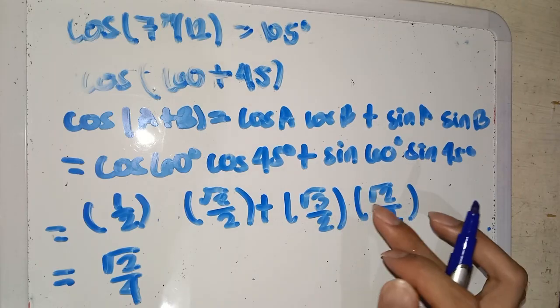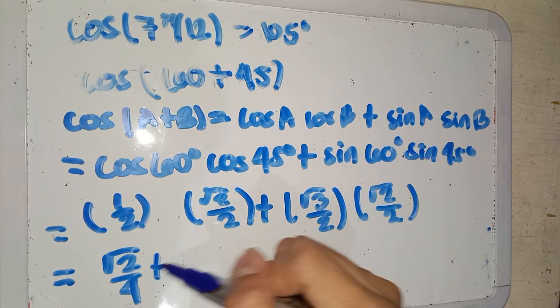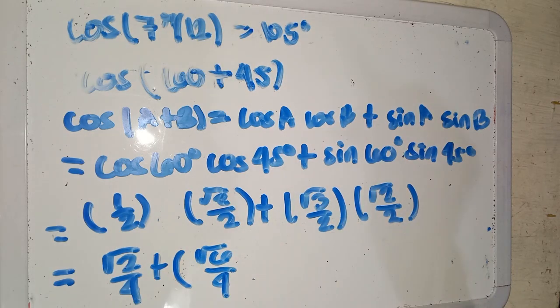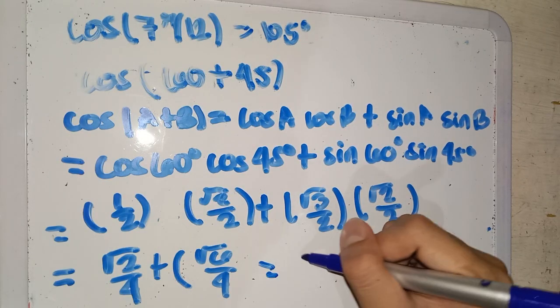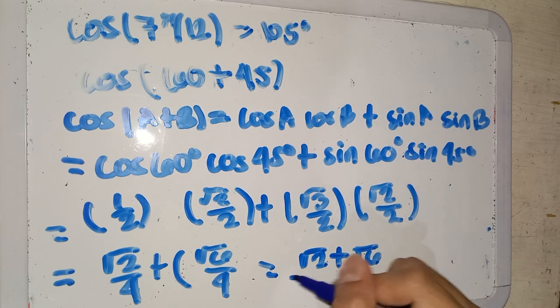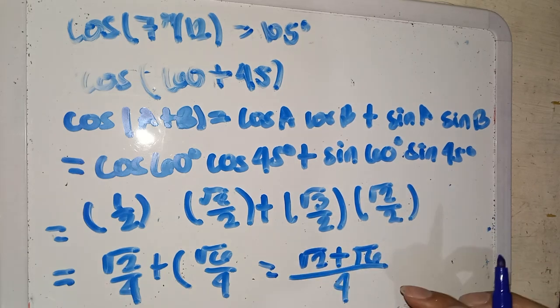And root 3 over 2 times root 2 over 2 is equal to root 6 over 4. So we need to combine them. This is going to be root 2 plus root 6 over 4, and this is the answer.